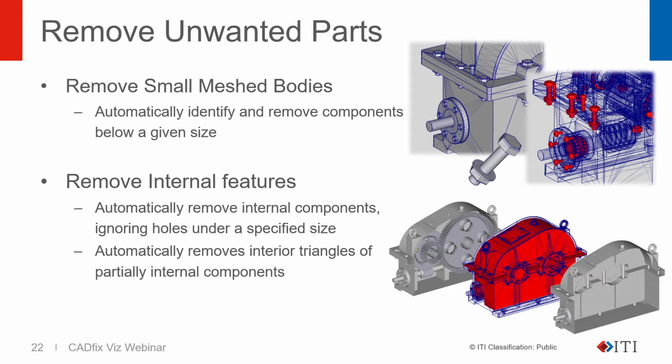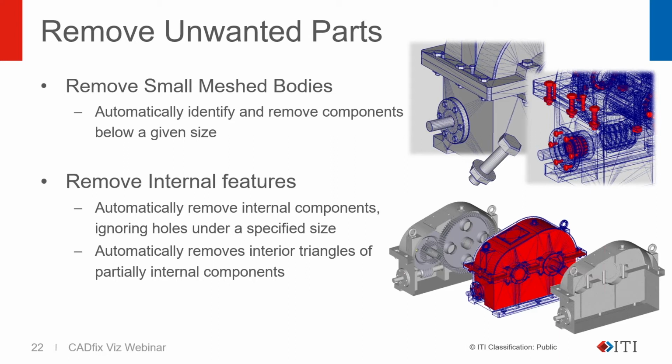First one is removing small mesh bodies. As you can see on the right here, we have a gearbox, and we have lots of small nuts and bolts, and we want to get rid of those because they're small, they're insignificant to the general shape of the model. So we can automatically identify and remove any component under a specified size.